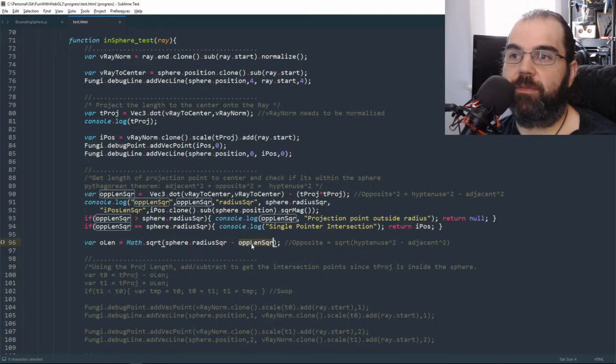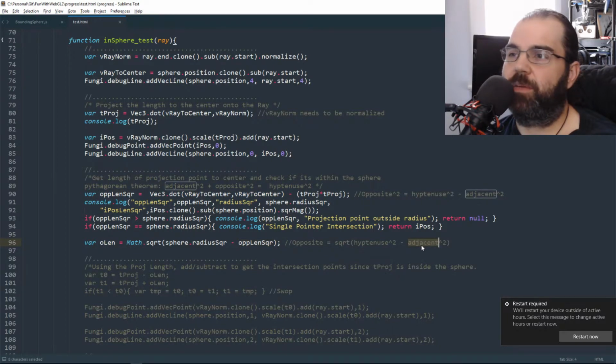So we have opposite length. So we're going to take the hypotenuse, which is the radius squared. And we already have the opposite, even though I call it opposite, and I think I rearranged it to adjacent. The adjacent and opposite names can change based on how the triangle is set up, but the hypotenuse is always the longest side.